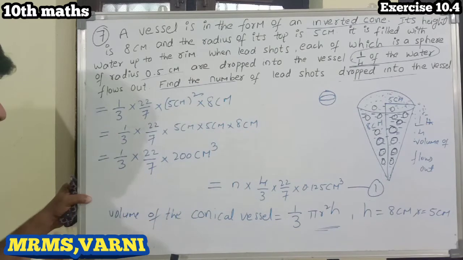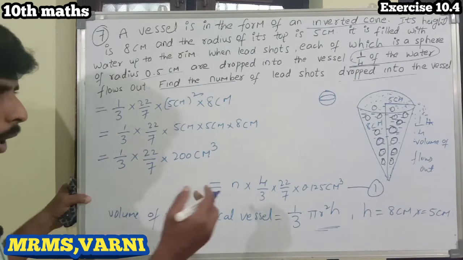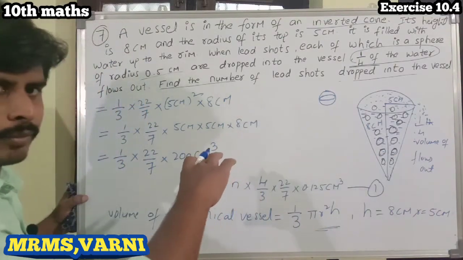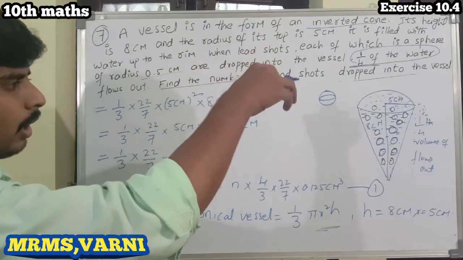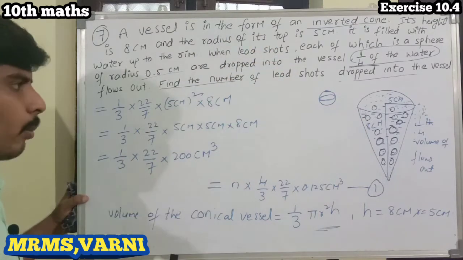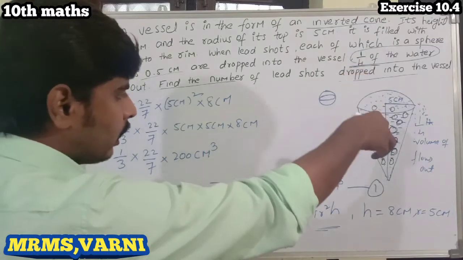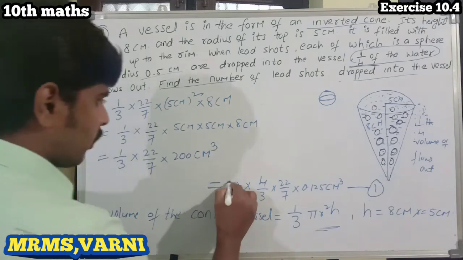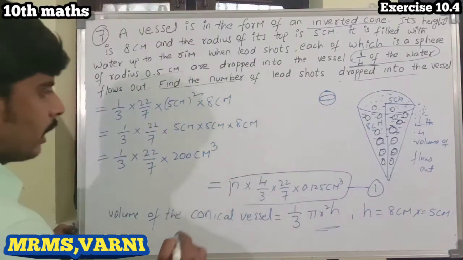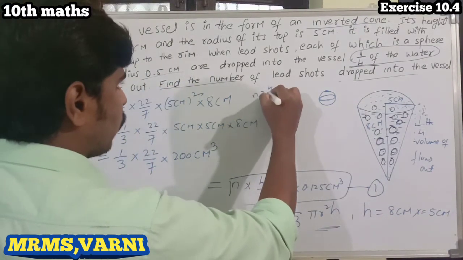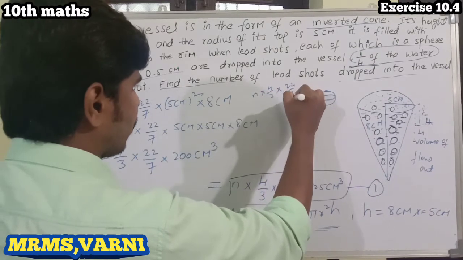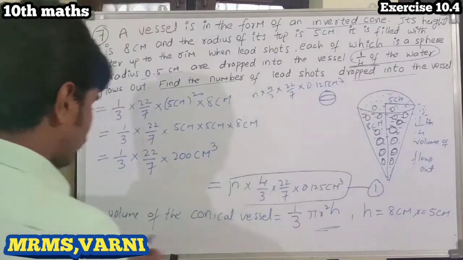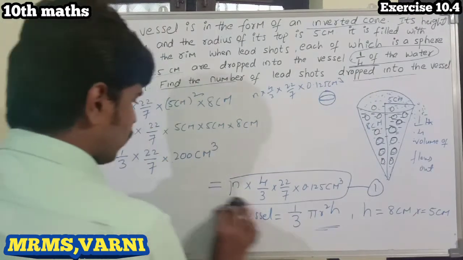So actually what we need to find is the 1 by 4th volume of this conical vessel, because that is equal to the volume of the lead shots we have dropped into it. Okay, right. So remember this. What am I writing here? n into 4 by 3 into 22 by 7 into 0.125 centimeter cube. I am writing here just for the sake of remembering.